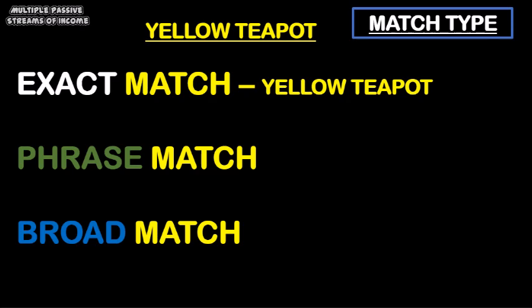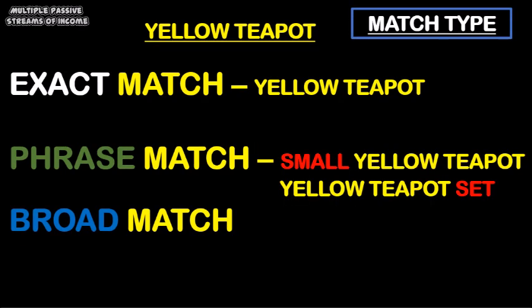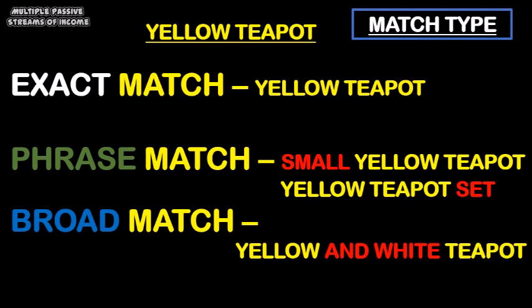If the customer types small yellow teapot or yellow teapot set, my listing will only show if I'm running a phrase match PPC campaign. The key here is that the words yellow teapot appear in the customer's search and the words yellow teapot are together. There's no additional words in between. If a customer searches yellow and white teapot, my listing will not show because the words yellow and teapot are not together in the customer's search query.